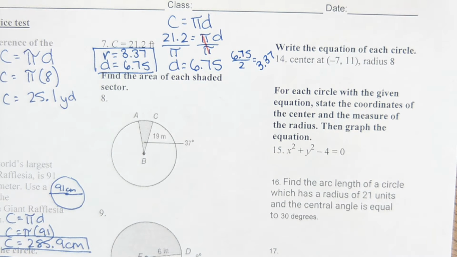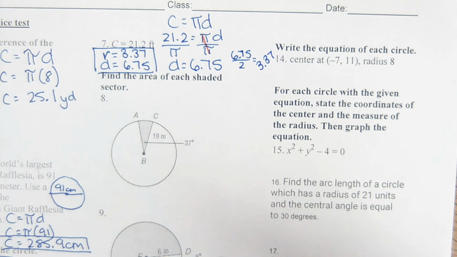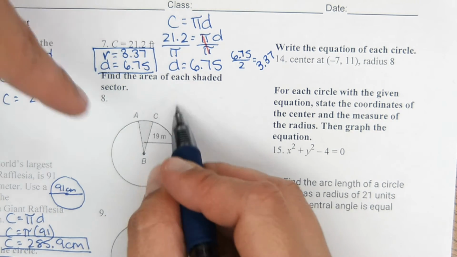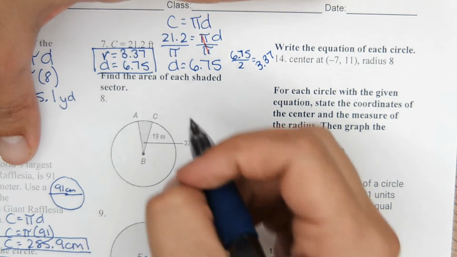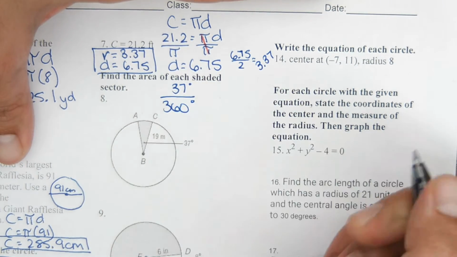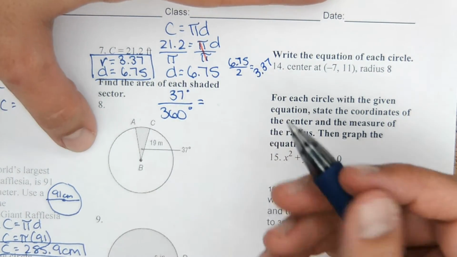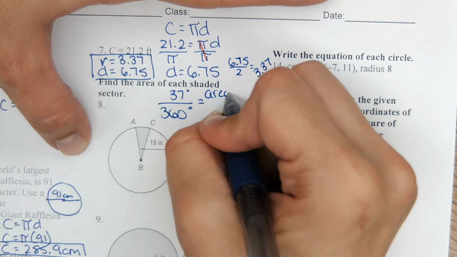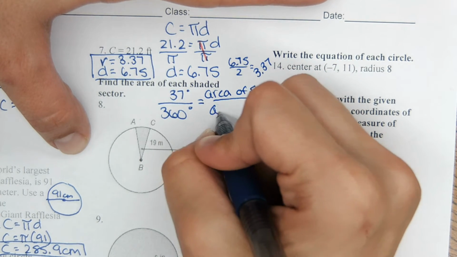Okay, 8 and 9, it says find the area of each shaded sector. So we're just finding the area of the shaded part of the circle. We're going to set up a proportion for this with degrees over degrees equals area over area. So the degrees of this sector is 37 degrees, and we put that over 360 degrees. And then we put that equal to part over whole for area. So area of sector over area of the whole circle.